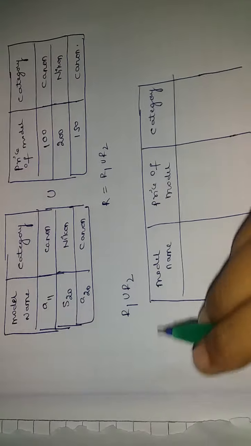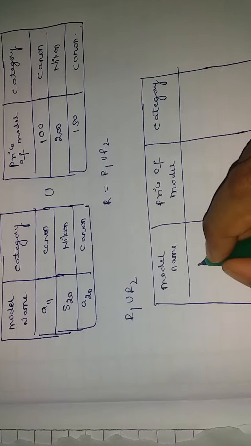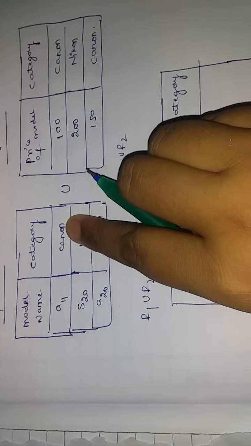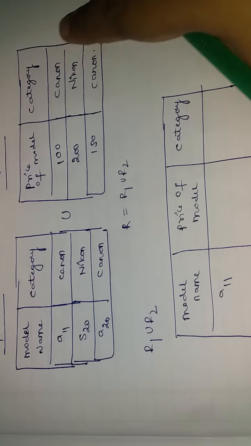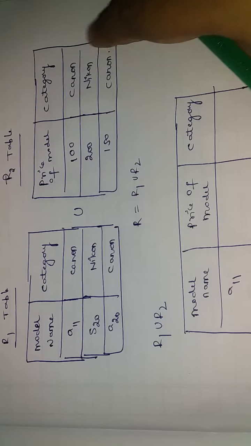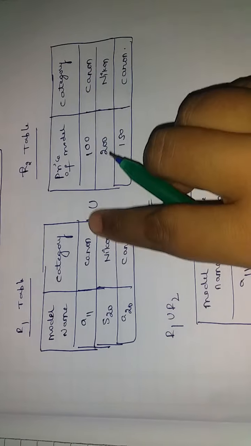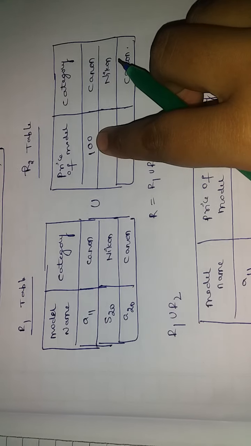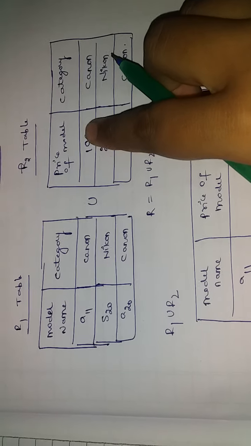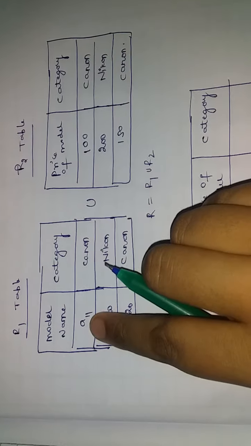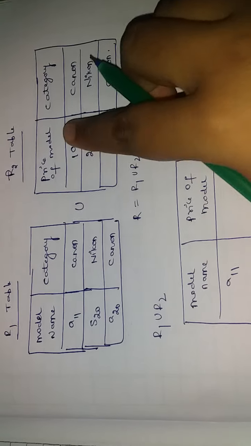How to combine? Here we have to take model name is A11. Okay, A11. Category is Canon. In R2 we have Canon, two are there. Two Canon names are there. How to combine A11 Canon? We don't know the price of the model here, and we don't know the model name. Whether A11 is 100 or 150, we don't know. We have to combine all this.